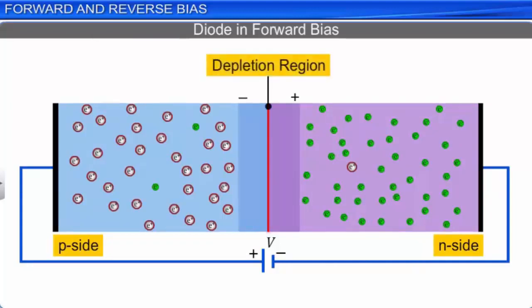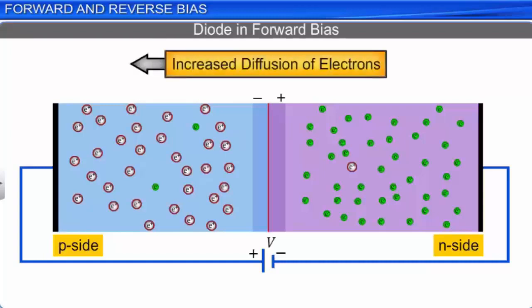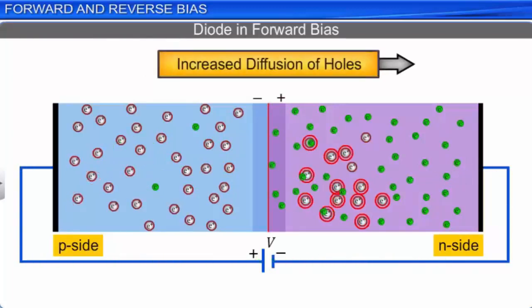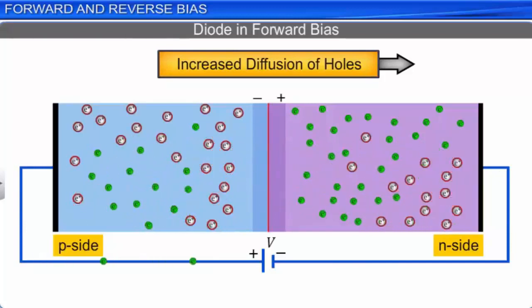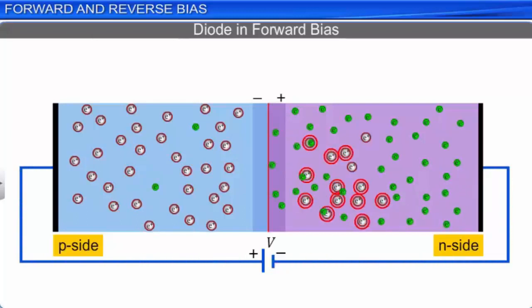The lowering of the barrier potential and the decrease in the width of the depletion region leads to an increase in the diffusion of electrons from the n side to the p side. Simultaneously, the diffusion of holes from the p side to the n side across the p-n junction also increases. Since holes and electrons are the minority charge carriers in the n region and p region respectively, this increased diffusion of charge carriers in a forward biased diode is also called minority carrier injection.